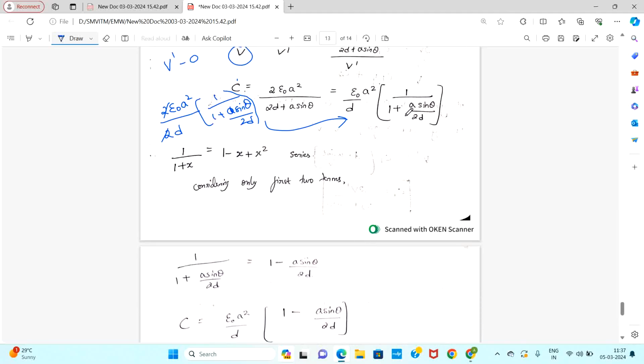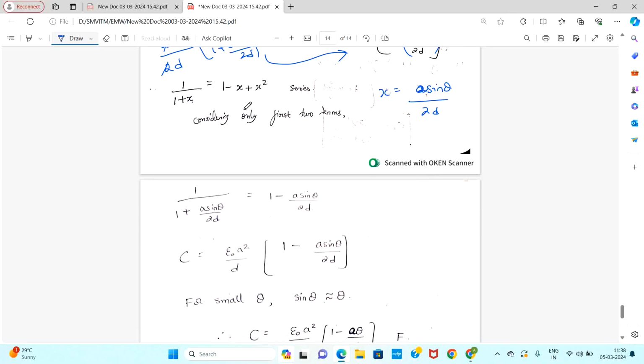Right? So if you now look at this, you have this power series expansion. 1 by 1 plus x can be written as 1 minus x plus x square minus x cube plus x power 4, and so on. The same concept is applied here. In place of 1, you have 1. In place of x, you have A sine theta by 2d.